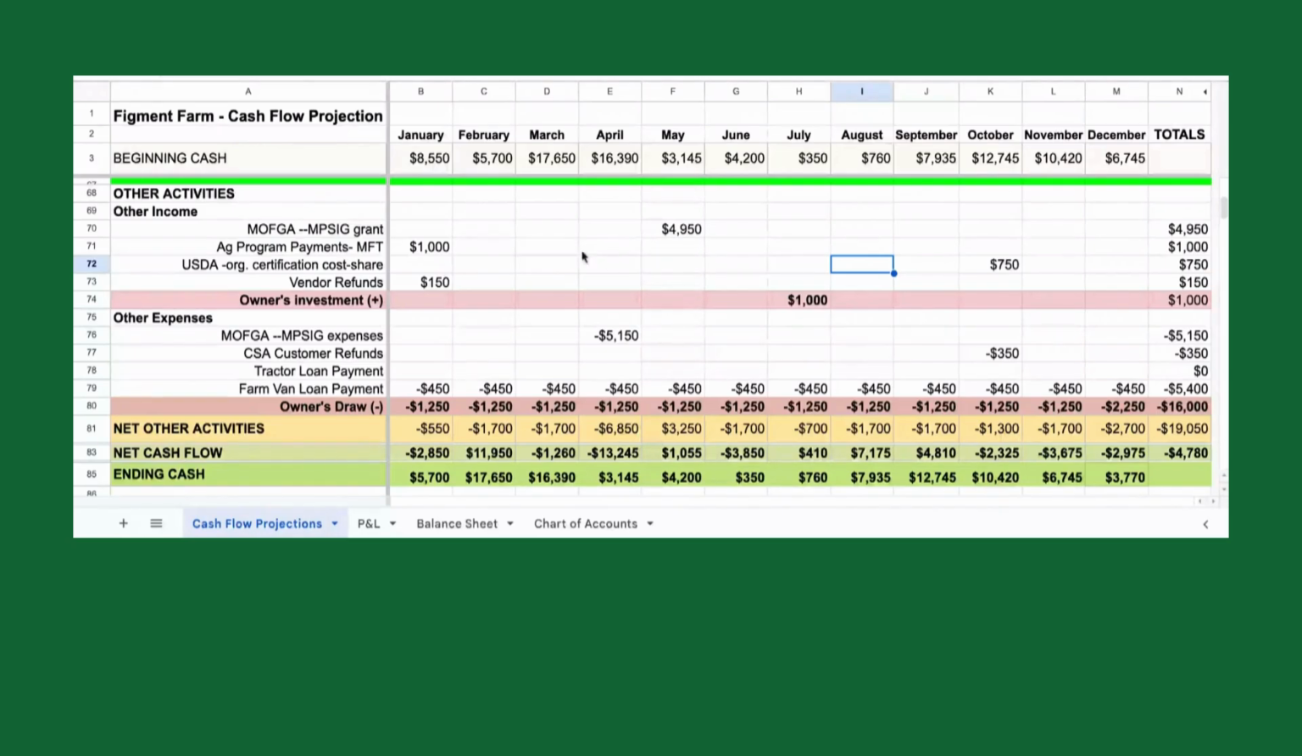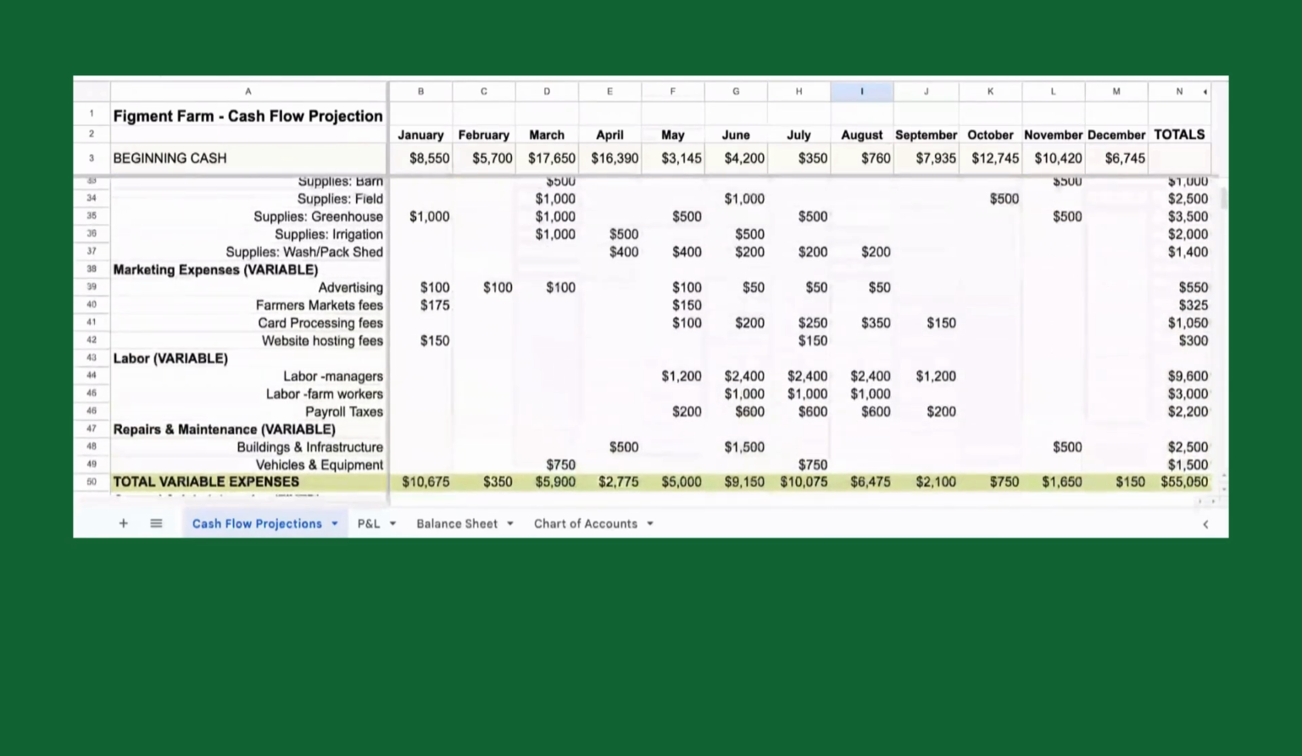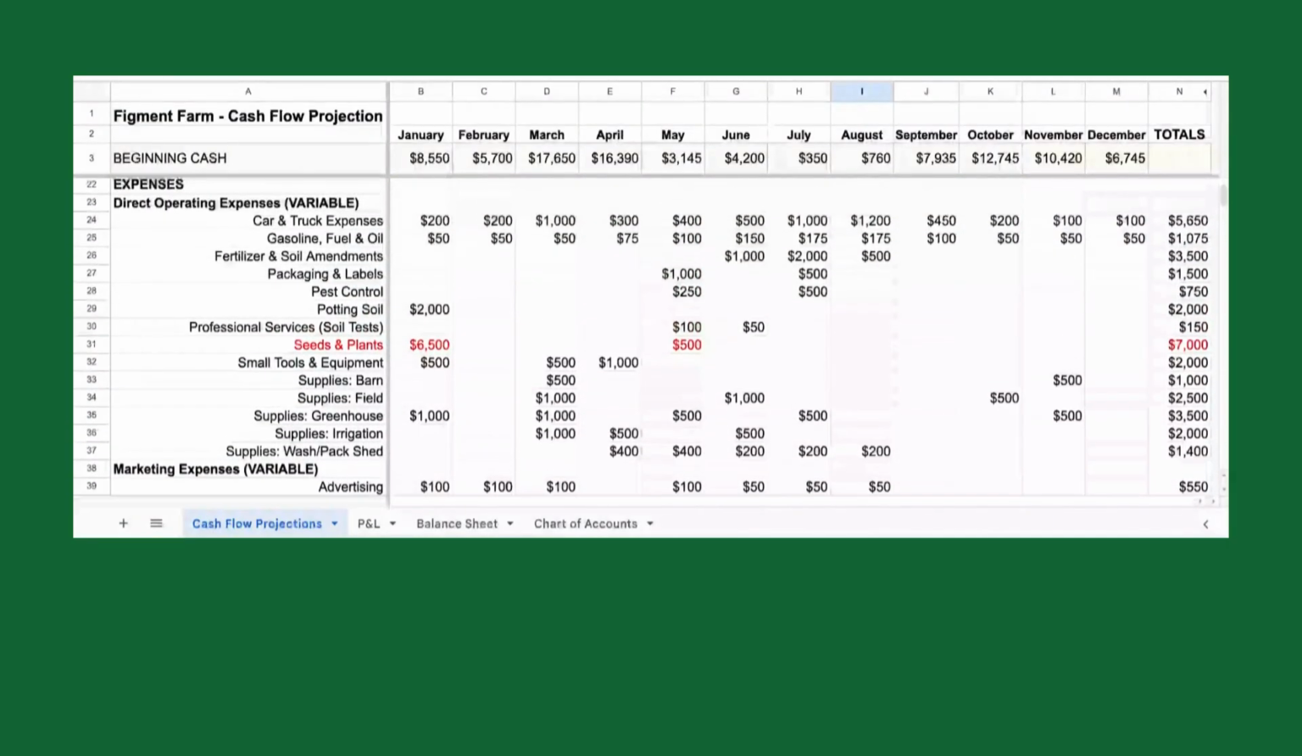To assess this, let's look up in the expenses section where I've highlighted in red right here the seeds and plants account. And you'll see they purchase most of their seeds in January with a $6,500 order. And then they place a smaller order of $500 later in the spring. Well, a 7% spike in these expenses means the $6,500 goes up to $6,955 and the $500 goes up to $535.